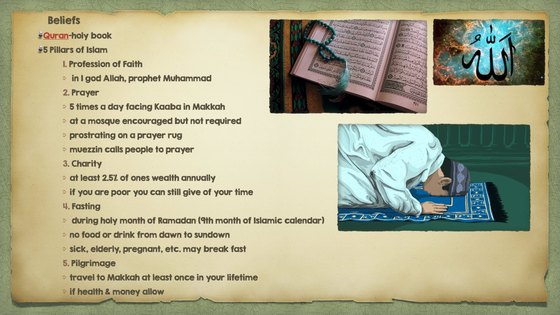Okay, another thing is the third pillar, charity. You are required to give back to the community. So if you can, you're supposed to try to give at least 2.5% of your wealth every year. If you are too poor to do that, then they say you should still try to give, but you could give of your time, right? And the next one is fasting during the holy month of Ramadan, which changes based on the Islamic calendar. So it's the 9th month.